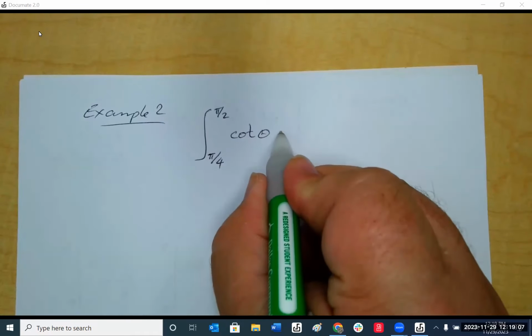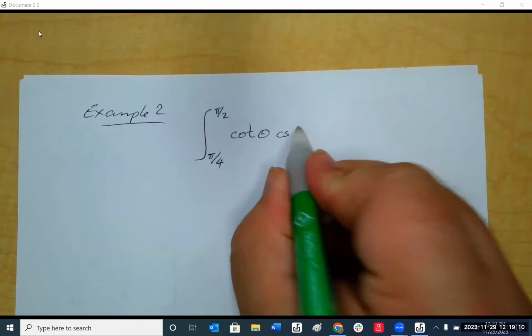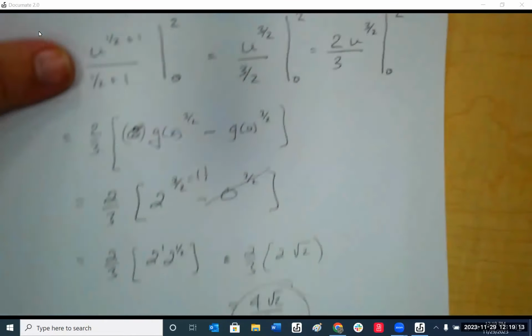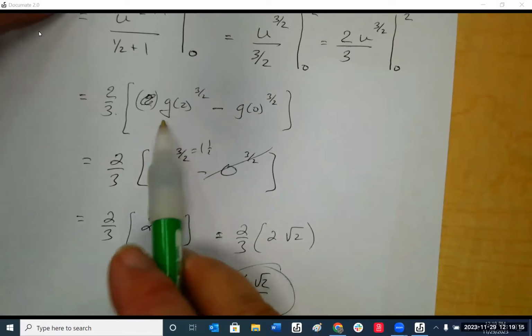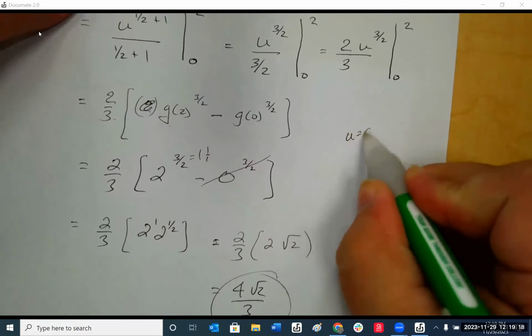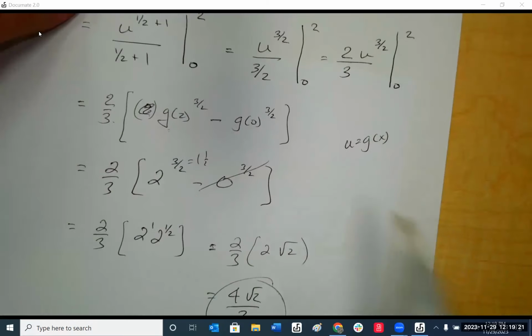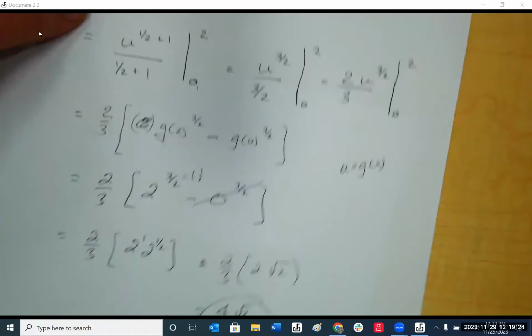Right? Let's look at example 2. Pi over 4 to pi over 2. You have it in front of you. Because these, remember, u is g of x. So these are my bounds. This is u1, u2.